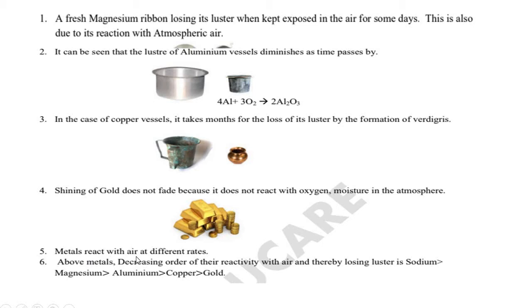So you understood that metals react with air at different rates, right? Sodium lost its luster in only a few minutes, whereas magnesium required some days. Aluminium required some months. Copper required even more months. So you can see that the reactivity rate with air is different for different metals, and the least reactive metal here is gold. So if you are asked to write the decreasing order of their reactivity with air, you can write sodium is greater than magnesium, greater than aluminium, greater than copper, greater than gold. Okay, this is the decreasing order of reactivity with air.